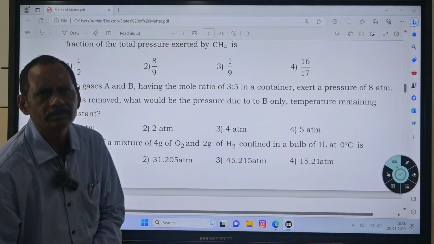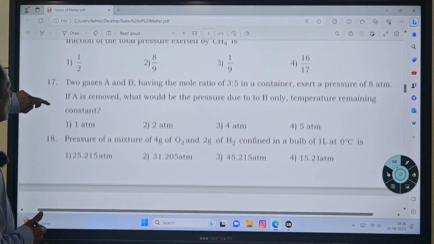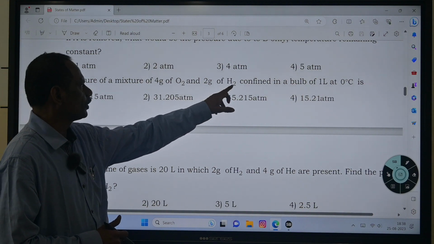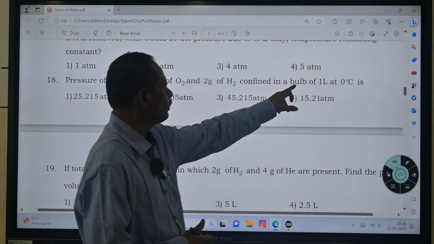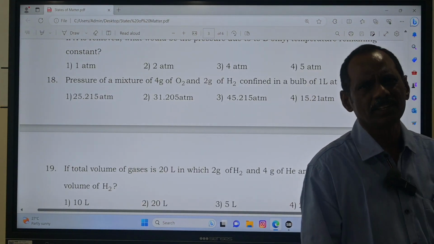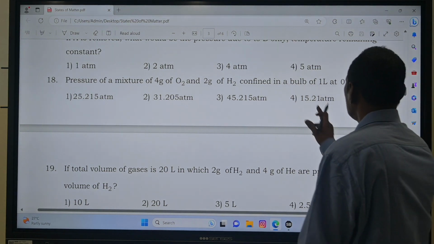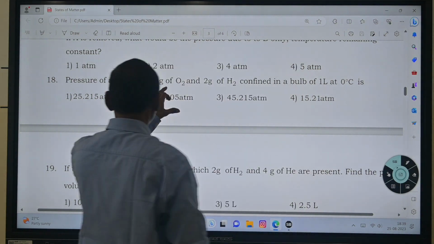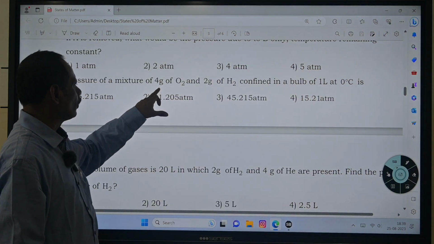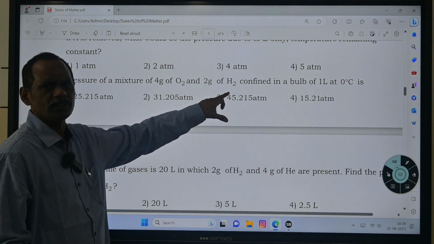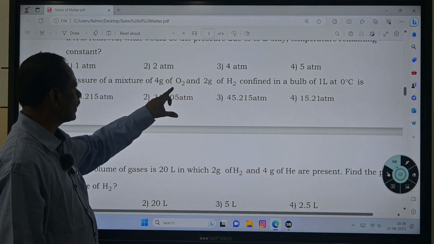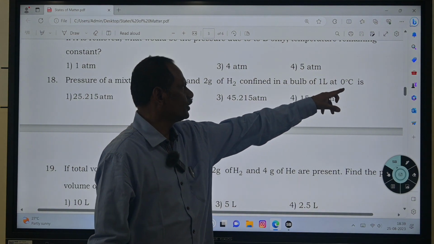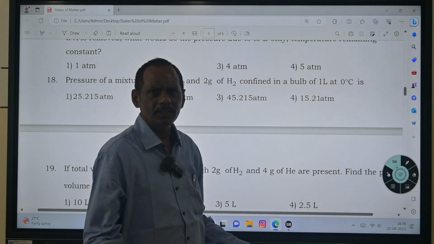The answer is 5. Then, coming to the next one: the pressure of a mixture of 4 grams of oxygen and 2 grams of hydrogen confined in a bulb of 1 liter at 0 degrees centigrade. Very simple. The pressure is equal to the number of moles into RT by V. Two gases are there, 4 grams of oxygen, 2 grams of hydrogen. Calculate the number of moles of oxygen plus number of moles of hydrogen, into R value known, T is 0 degrees centigrade, by V, 1 liter.